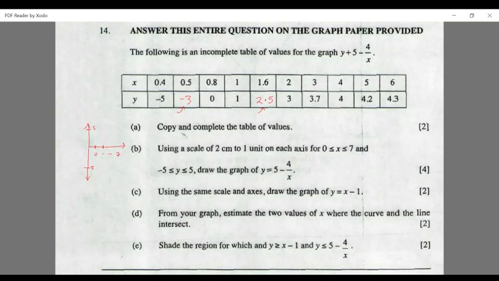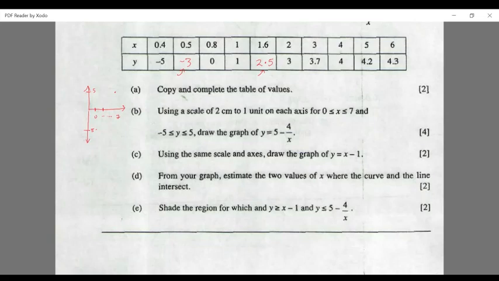And then a hack to do this real quickly is to recognize that 0.4, which would be right about here, correlates to negative 5, and then your last point here is that 6 goes to 4.3. So 6, 4.3, you can draw a line straight through and you should see that the points correspond, and you can add those points in accordingly. This is plotting. I'm certain you guys have done it before, so I won't cover it too much. I'm more interested in the algebra. So using the same scale and axes, draw the graph of y equal x minus 1.